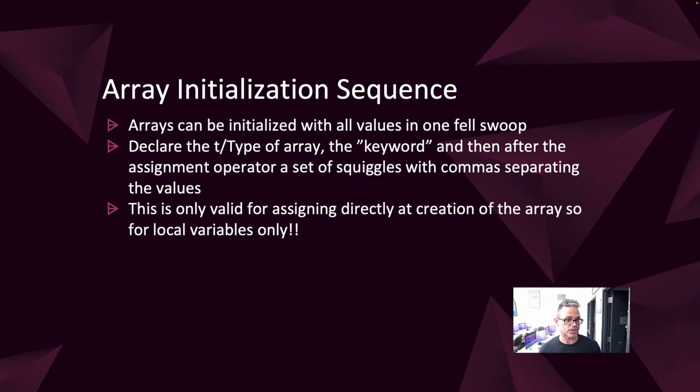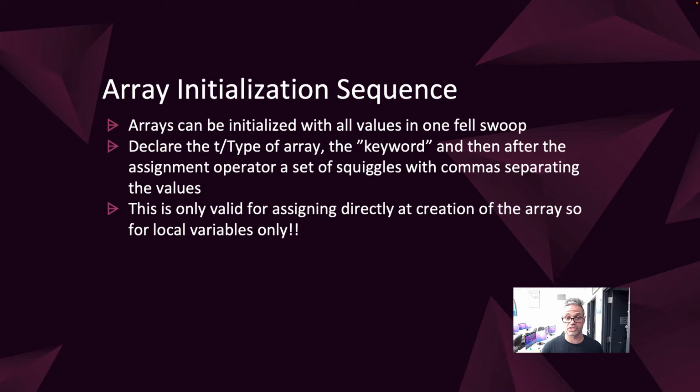The array initialization sequence we have right here is where you can initialize with all your values in just one fell swoop. You declare the type of the array, and I'm using the capital T because remember, arrays can always hold both primitives or object types. So you can use either of that. And then of course our square brackets for an array. And then after the assignment operator, our fancy word for the equal sign, we have a set of curly braces with commas separating all the values in the order we wish them to be inside the array.